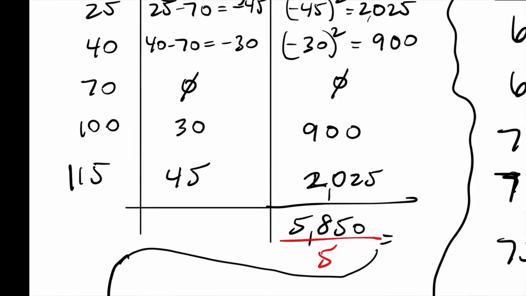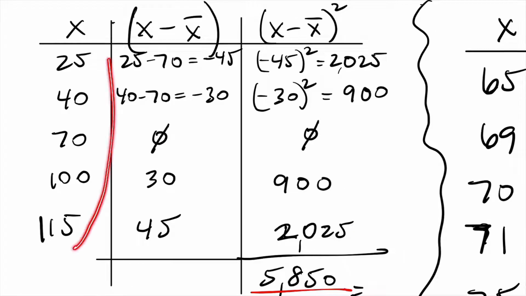What does that mean? Are all of these numbers 34.2 away from 70? Are any of them 34.2 away from 70? What is 34.2 away from 70?